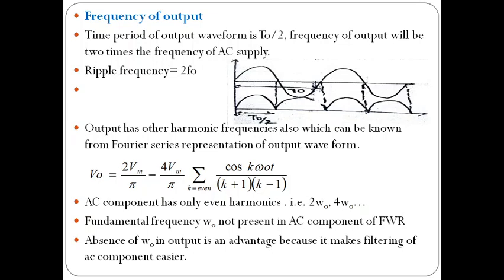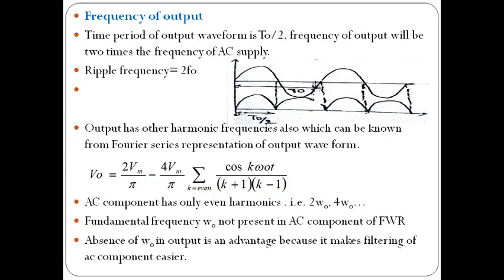So in this expression we are not having odd harmonics, only even frequencies or even harmonics. So this AC component has only even harmonics, that are 2 omega naught, 4 omega naught, 6 omega naught. So the fundamental frequency omega naught is not present in the AC component of FWR. Why? Because if I am applying the signal Vm sin omega naught t, the fundamental frequency is omega naught. In this output signal we don't have any fundamental frequency omega naught term.